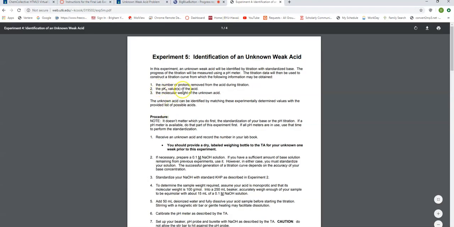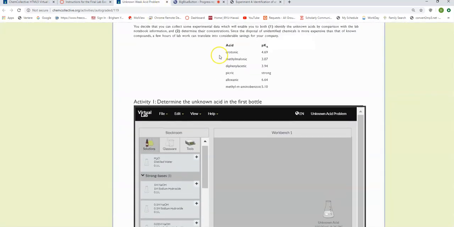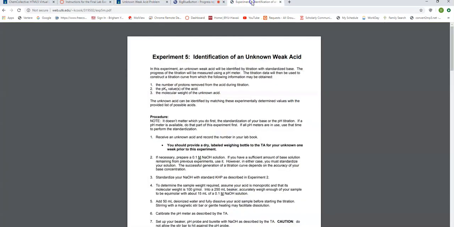The pKa values of the acid. Do you guys know what that means? Here it does say pKa values, right? See that? So that's maybe helpful. And the molecular weight of the unknown acid. This titration data will be used to construct a titration curve for which the following information will be obtained. Okay.